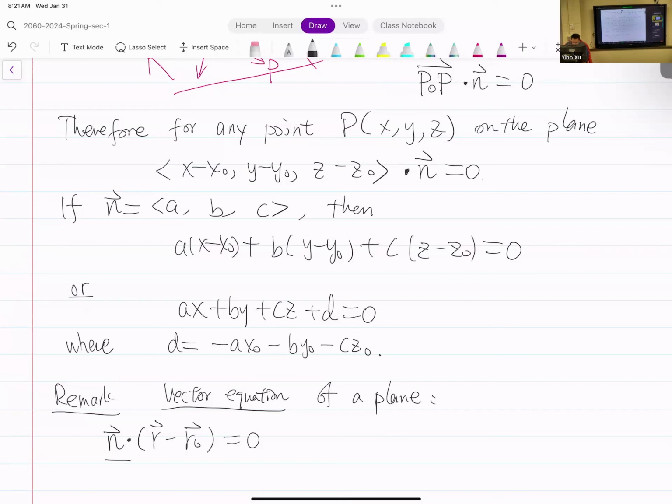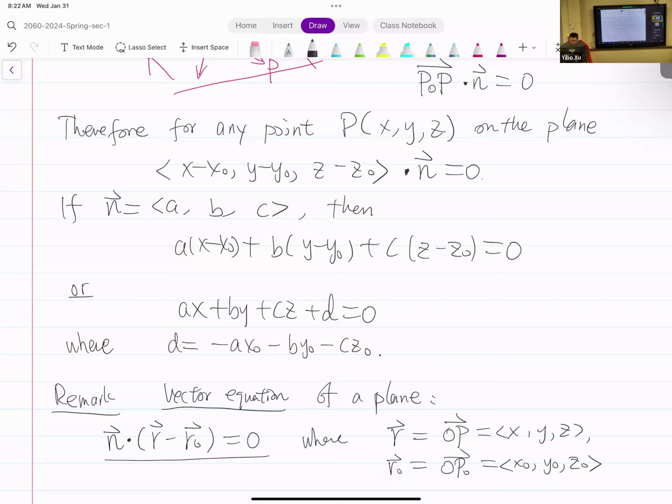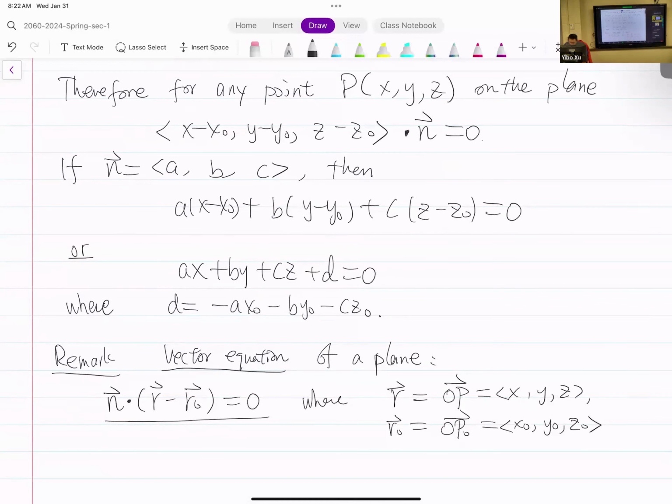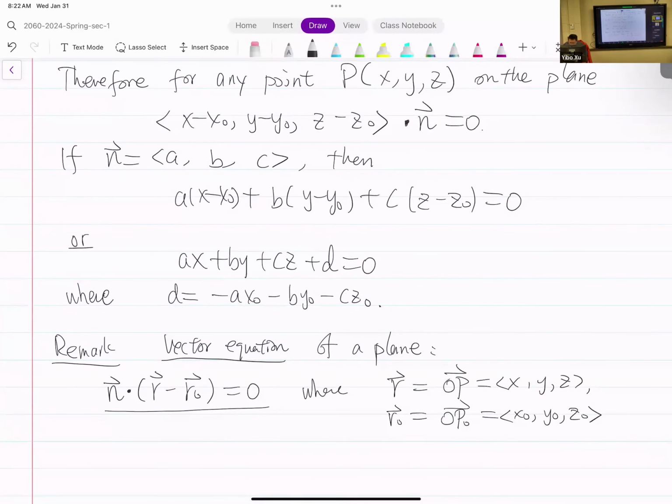So everything now is in terms of vectors. We just recall that we always represent r to be the vector starting at the origin with its head at the point P, which has coordinates x, y, z. And r0 is just whatever point that you pick on the plane, so OP0, which is the point x0, y0, z0. So that's the vector equation that we started with at the beginning.